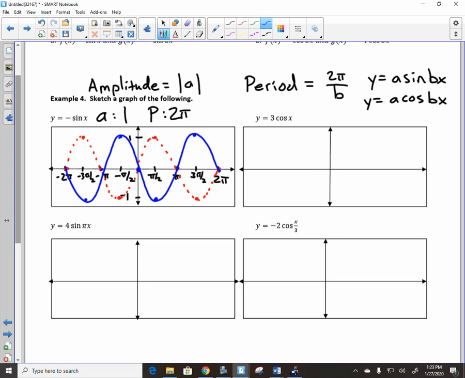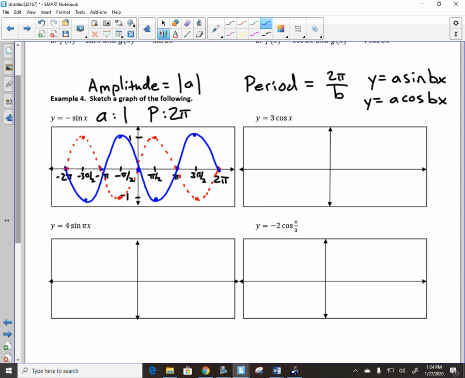Okay. So I think you guys have done a good job of identifying the amplitude and the period. Sine starts at zero, and then if it's positive, it goes up. If it's negative, it goes down. Okay? Is everybody okay with that?